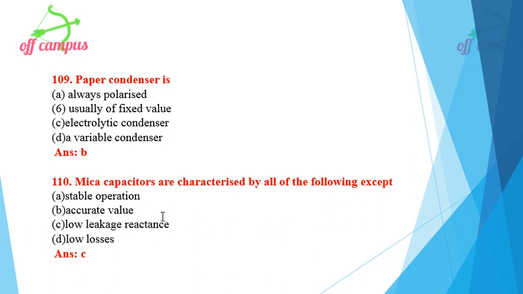Next one, what is a paper condenser? Paper condenser is option B, usually of fixed value. Then 110, mica capacitors are characterized by all of the following except. It is characterized by all of the following except option C, low leakage reactance. Low leakage reactance is the right option for this question.